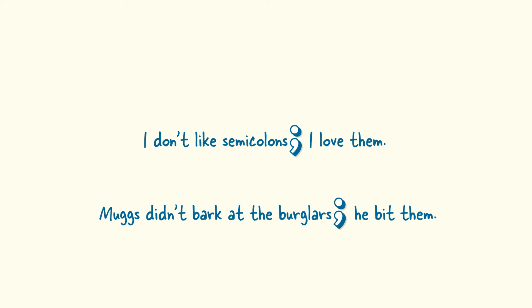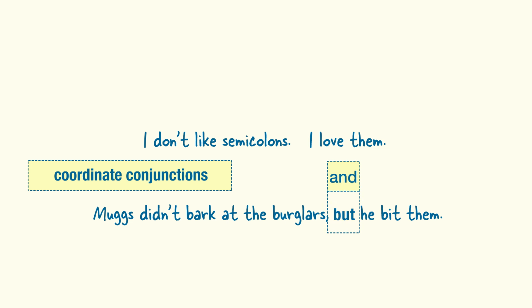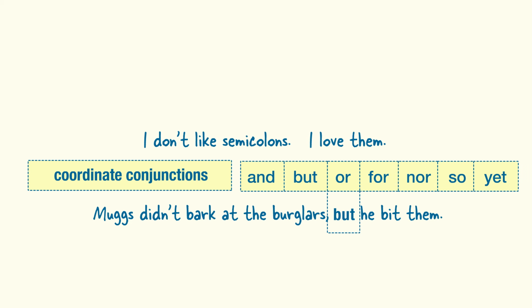The answer should be yes. I don't like semicolons, delete semicolon, add period. I love them. Muggs didn't bark at the burglars, delete semicolon, add period. He bit them. Couldn't I replace the semicolon with a word like but? Muggs didn't bark at the burglars, but he bit them. Sure. You can do that with any of the coordinate conjunctions. And, but, or, for, nor, so, yet. And yes, in most cases, you drop the semicolon if you use one of those words.